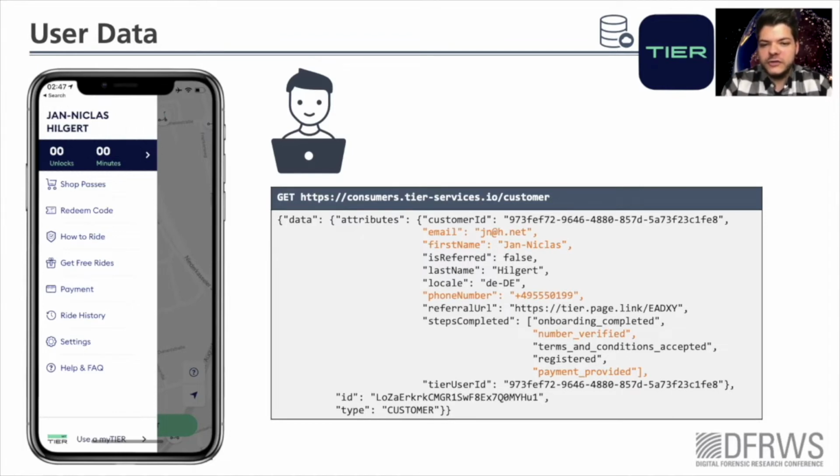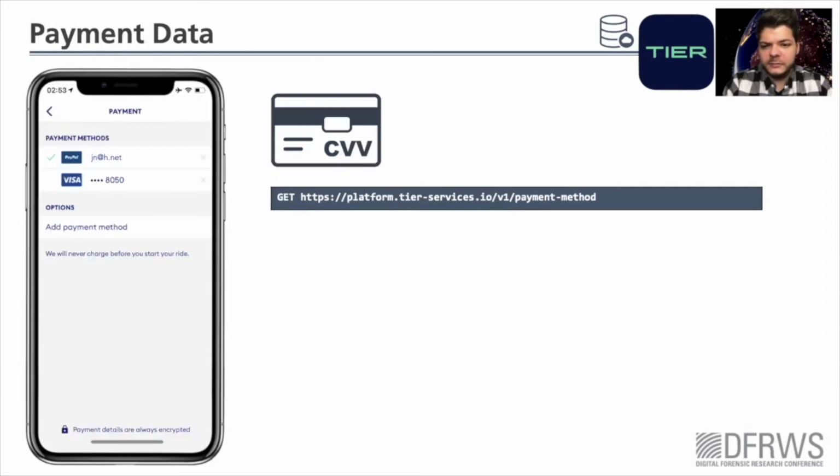Which of course includes your mail address, and in this case also my first name and my last name, which is not marked in orange, but also my phone number and maybe some additional information which you may not see directly in an app, for example, a number verified or that I provided payment and stuff like that.